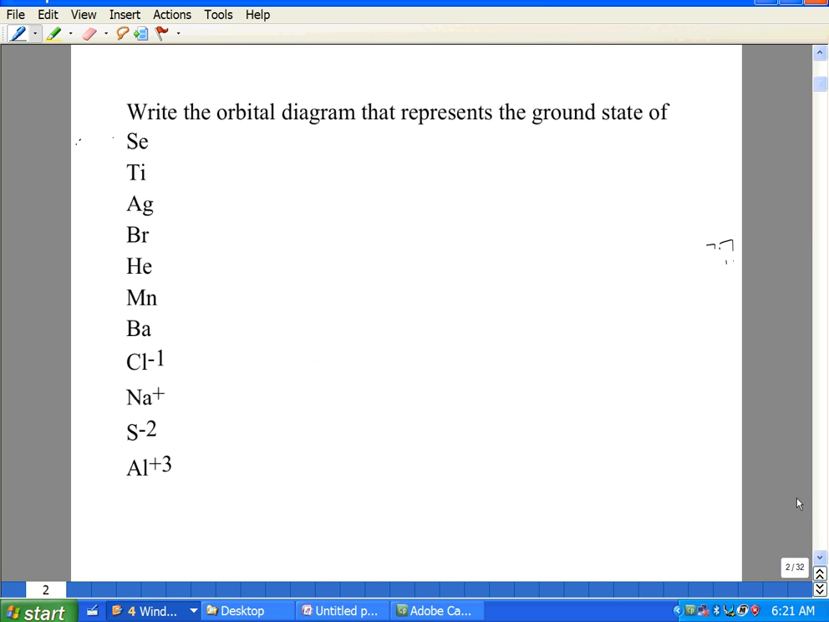Okay, so with each one of these questions, I'm going to do a few of the examples for each one. So for this first question, it asks us to write the orbital diagram that represents the ground state of selenium, titanium, silver, bromine, helium, manganese, barium, chlorine, the chloride ion, the sodium ion, the sulfide ion, and the aluminum ion. So I'm going to do the selenium atom, the chloride ion, and the aluminum ion.